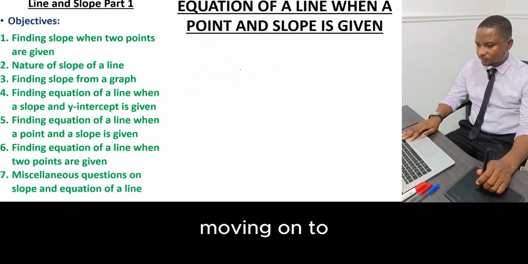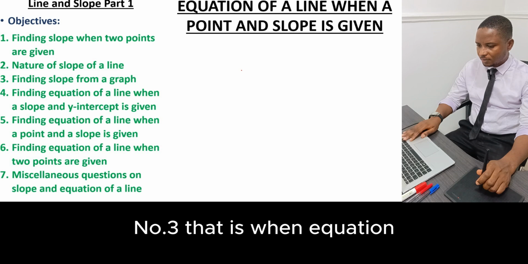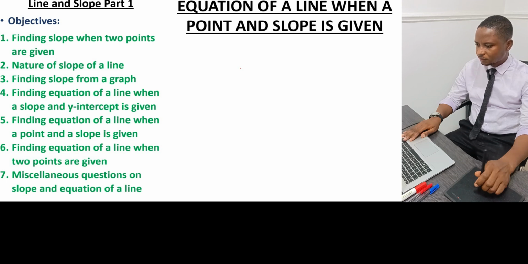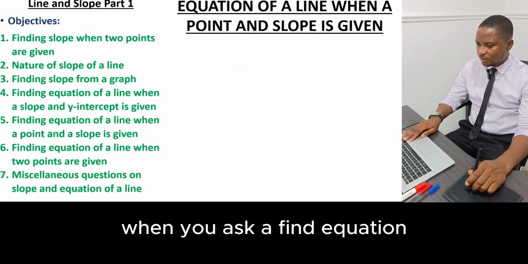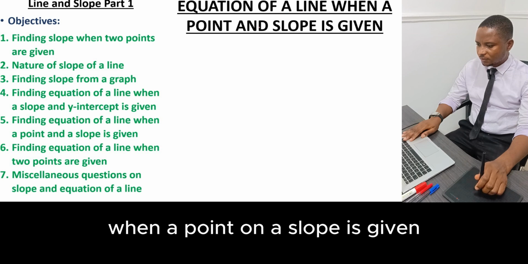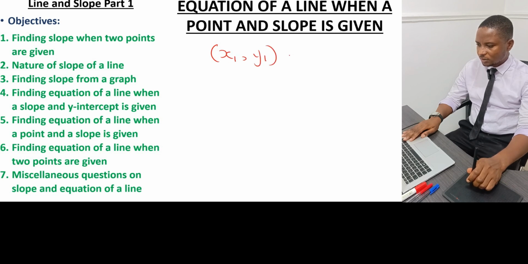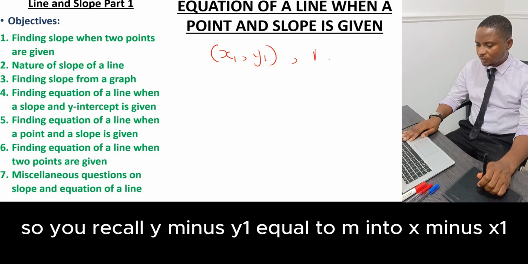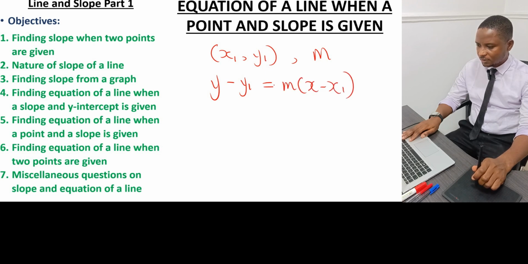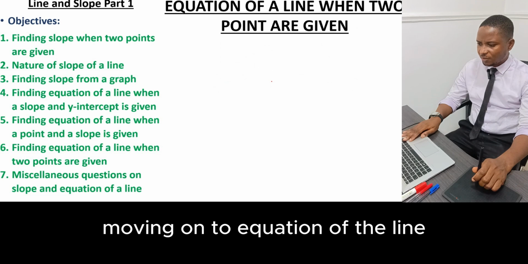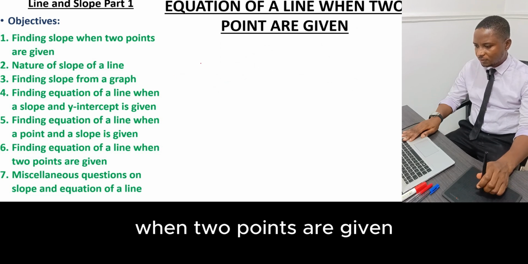Moving on to number 3, that's when you have to find the equation when a point and a slope is given. A point means they gave you x1, y1, and also a slope. So you recall y minus y1 equals m into x minus x1. And that is it.